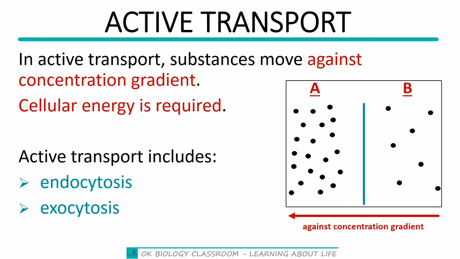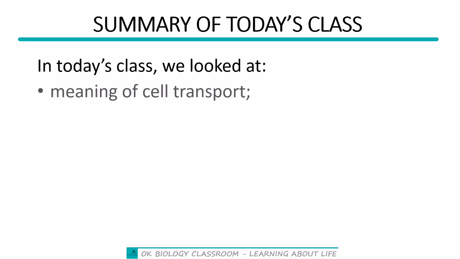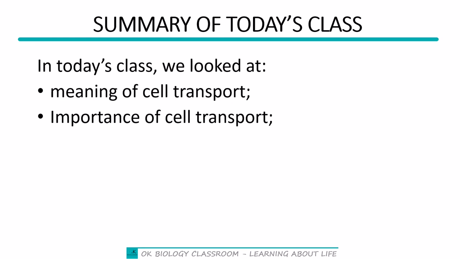Good. This lesson is actually a very short and very simple one. In our subsequent lessons, we are going to pick them one after the other and talk about them. For passive transport, which we'll be starting with in our next lesson, we'll talk about diffusion and osmosis. Then we'll proceed to active transport and talk about them also one after the other. Right. So that is what we have for this lesson. In our lesson, we have looked at the meaning of cell transport, the importance of cell transport, and the types of cell transport.